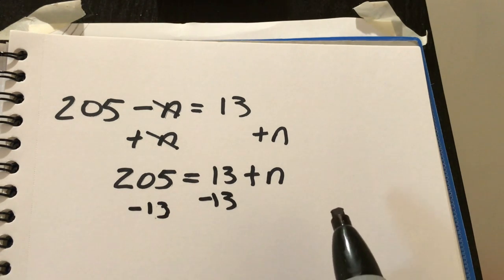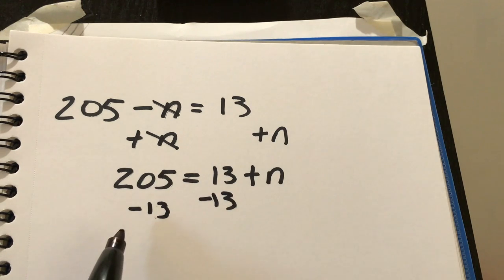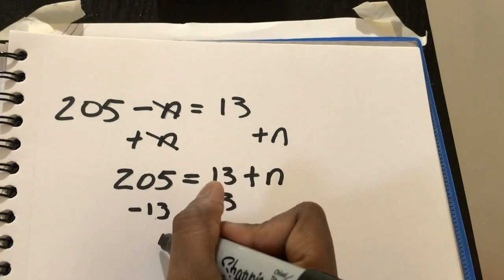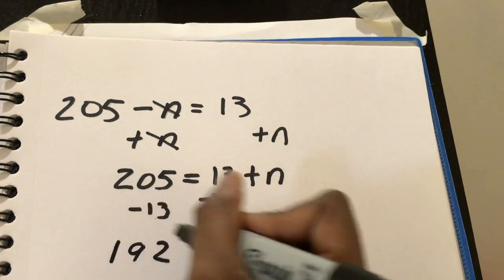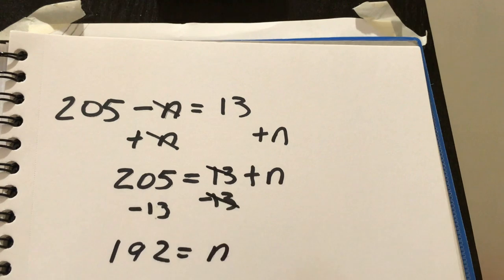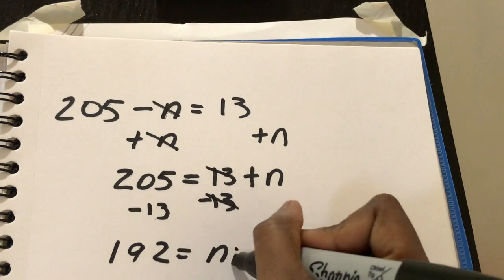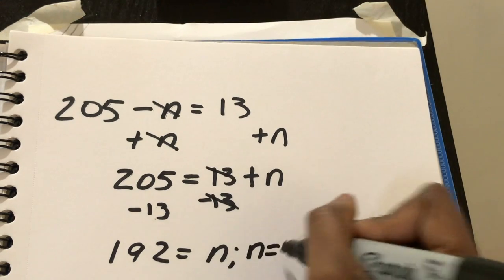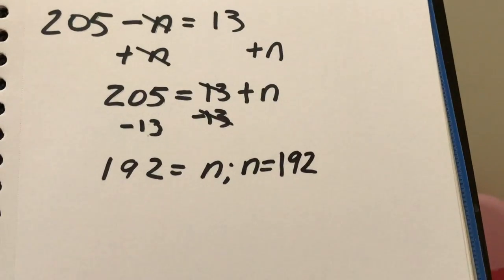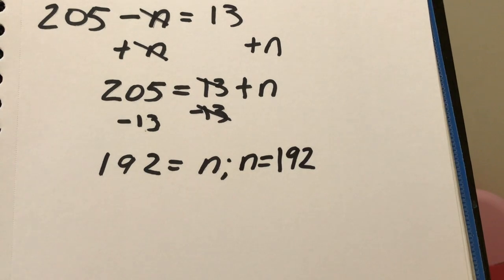So on the right side, we subtracted 13. We need to subtract 13 from the left side. Doing that, we end up with 192 equals N. 13 canceled out because 13 minus 13 is 0. So we have 192 equals N, but we need to turn it around and put N equals 192. So that is the first part of the problem. N equals 192. That is $192 is what she spent on 6 books.